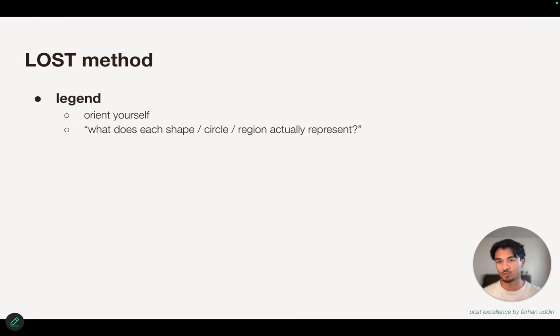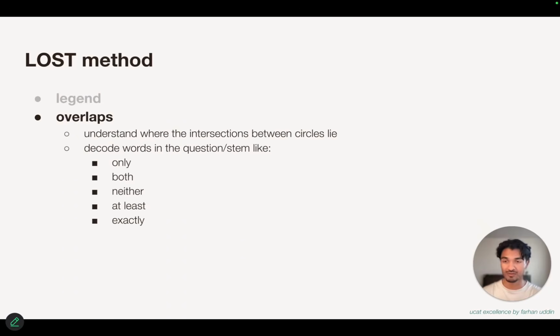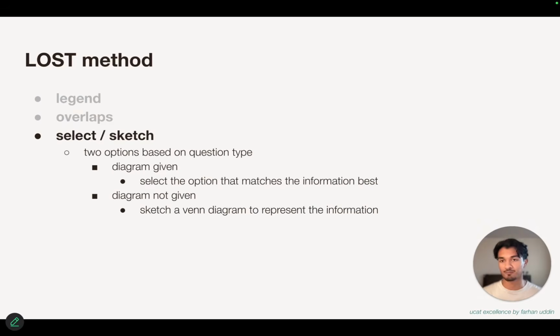You ask, what does each shape or circle or each region actually represent? What is this Venn diagram telling me? You also want to read the question and make sure you know what you're solving for. 2 is overlaps. This is where you want to understand where the intersections between the circles lie. You want to decode the words in the question like only, both, neither, at least, exactly. And you want to know exactly what these mean, but also what they look like in the Venn diagram.